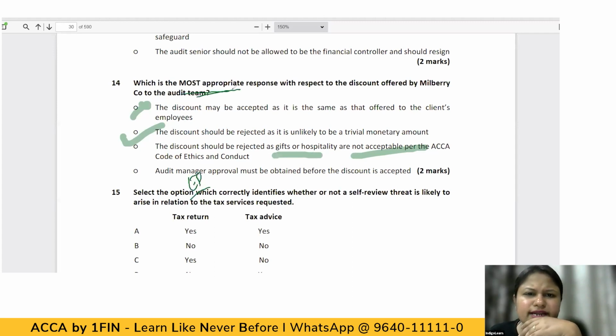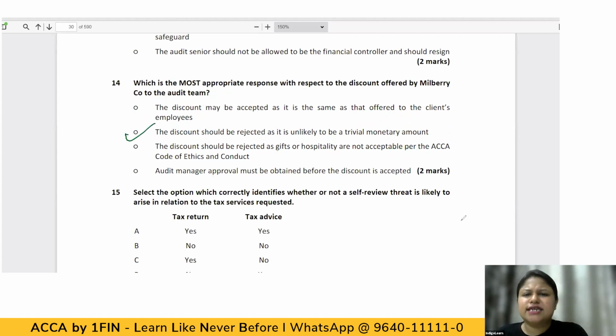So the most appropriate answer would be: the discount may be accepted as it is the same as offered to the client. No, you cannot do that. The discount should be rejected as it is unlikely to be trivial. See, it is 40%, and 40% is going to be a material amount, because of which it is not trivial in nature, so you will not accept it. You have to reject it. Yeah, rejection has to happen. And gifts and hospitality can be accepted as per the ACCA Code of Ethics if they are trivial in nature. Okay, so this also would not be most appropriate. So the answer here will be the discount should be rejected, as it is unlikely to be a trivial monetary amount.